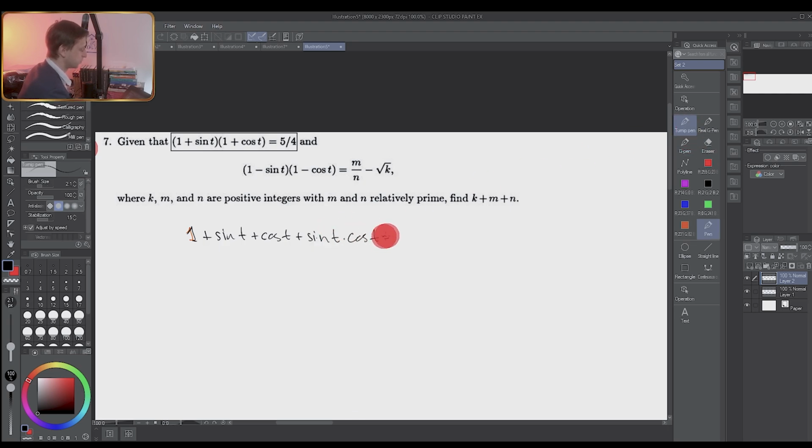Cosine t equals 5 over 4. Of course, we bring 1 to the right side, numbers to numbers, and we have sine t plus cosine t plus sine t times cosine t equals 1 over 4. That's the equation that we have here.